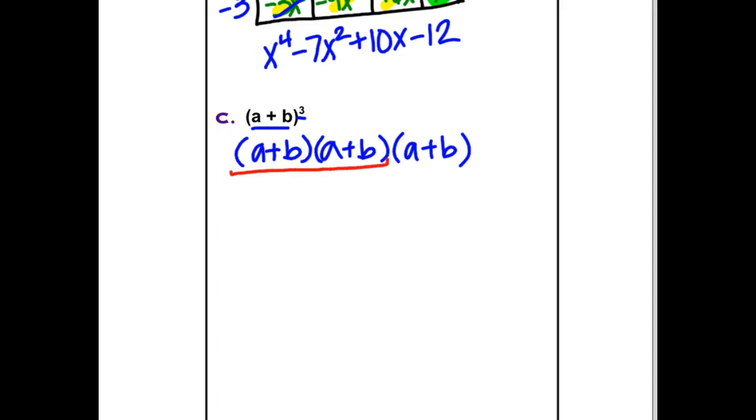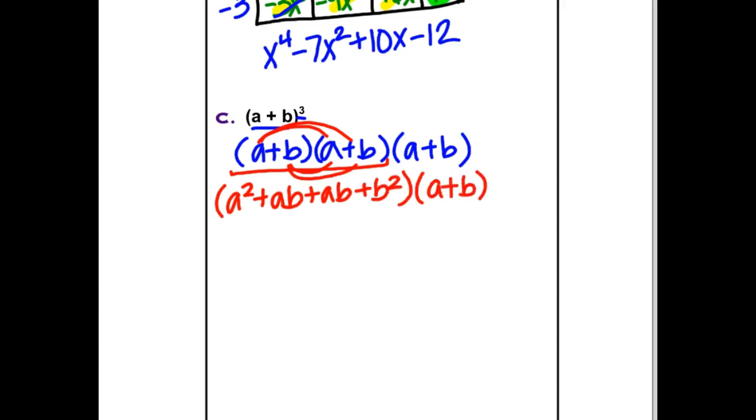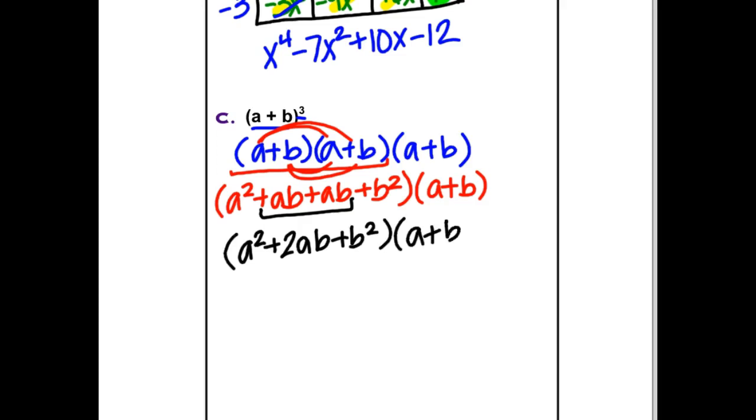So a plus b times a plus b, we got a times a, which is a squared, plus a times b, plus a times b, which is ab, plus b times a, which yes, is ba, but it's also ab because we put them in alphabetical order, plus b times b, which is b squared. We still have the a plus b out here. But then we look and we combine like terms. So we really have a squared plus 2ab, because we have two of them, plus b squared, times a plus b. And then once again, we're in that situation where we could repeatedly distribute the a and then repeatedly distribute the b.